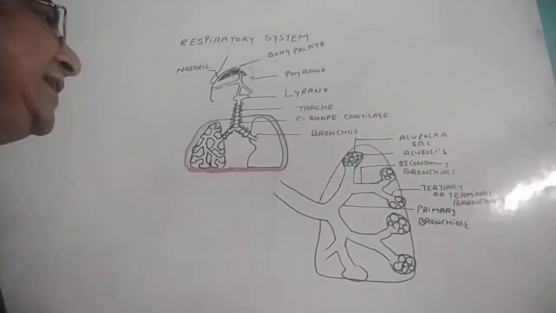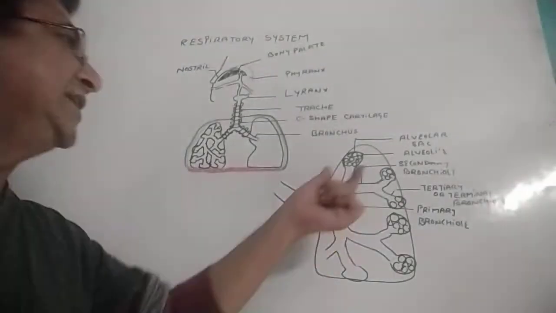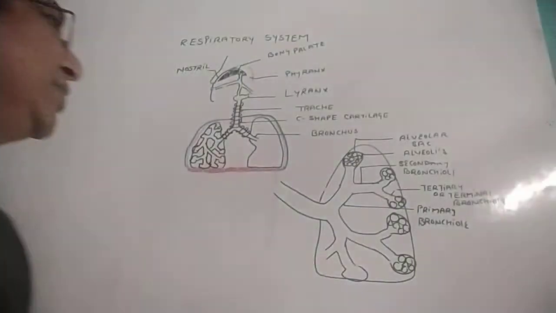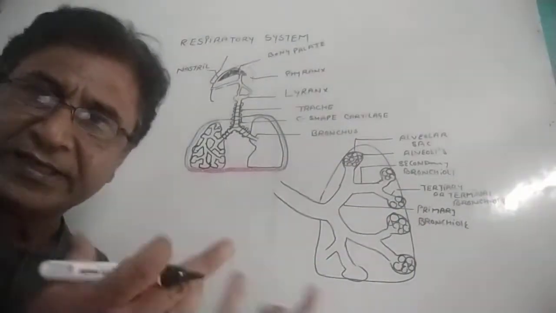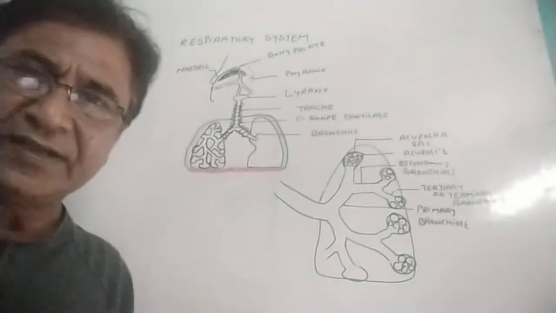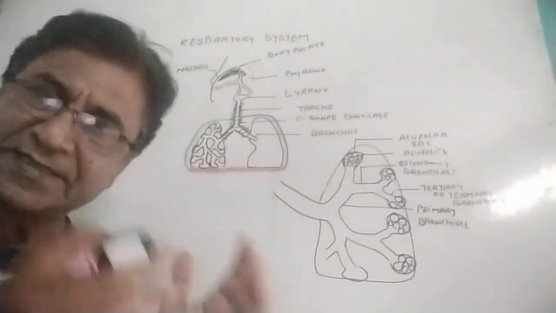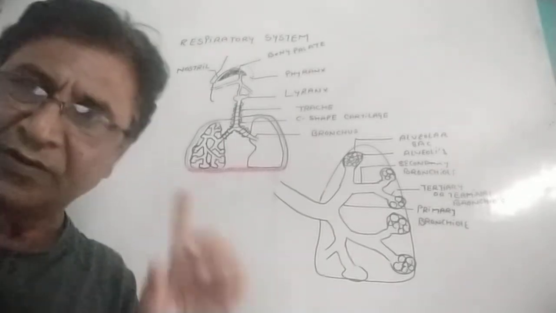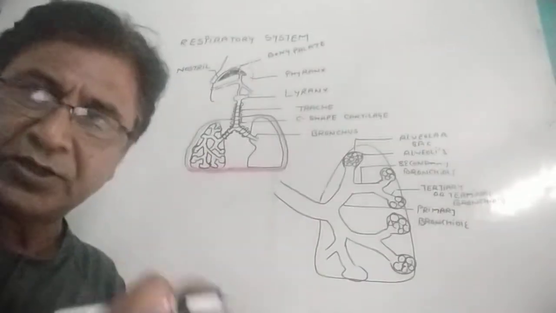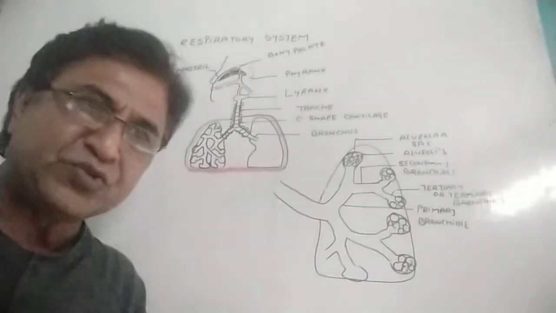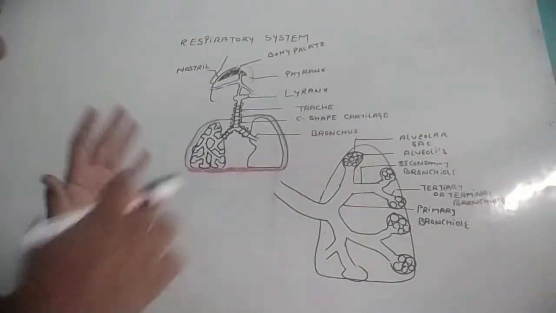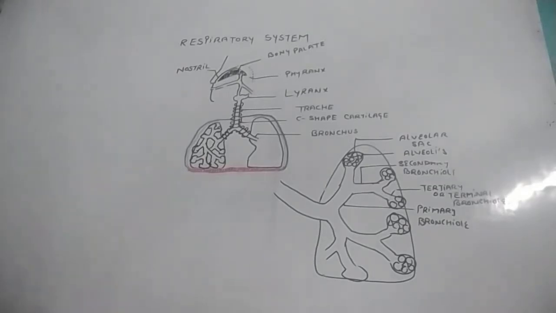There are about 300 million alveoli present in both the lungs. This large number of alveoli is to increase the surface area. Remember, any organism which has a respiratory system always has a larger surface area, the first property. Second, it is always surrounded by a lot of blood capillaries to diffuse the gases into the blood very easily. These are the two basic properties: large surface area and surrounded by blood capillaries.